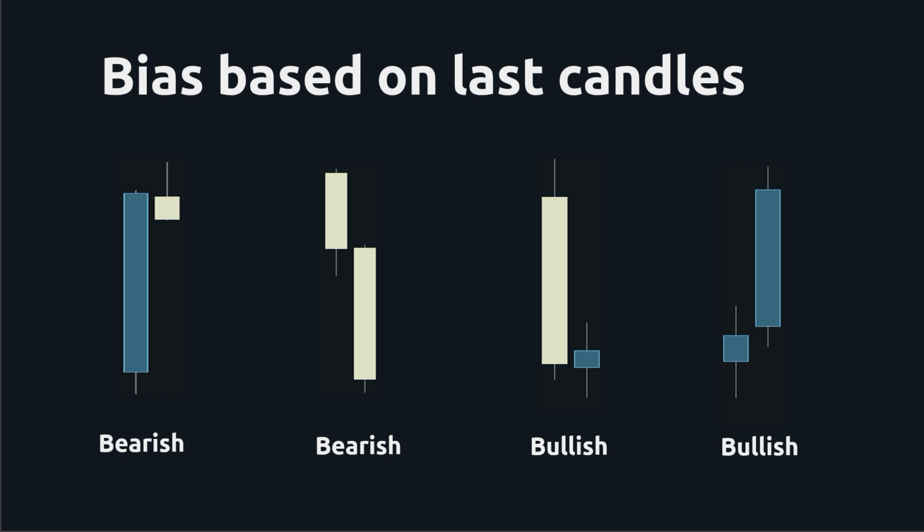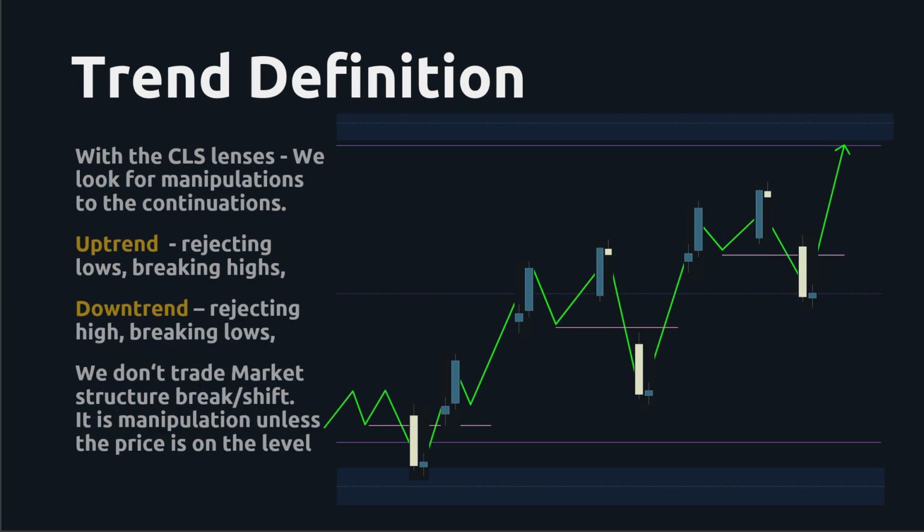Obviously all of this is just a pattern, and we are not pattern traders. Everything needs to be in context. With CLS, we're looking for the manipulations to the continuations, right? What is different here from what you maybe know until now, we don't trade market structure shift or break, right?